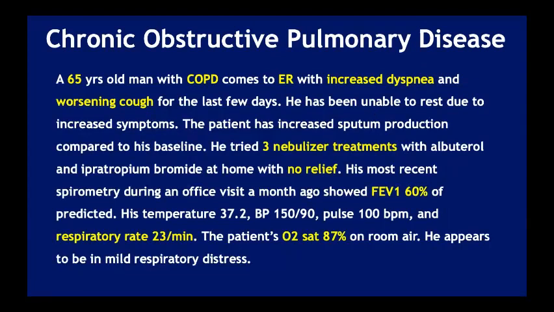He has been unable to rest due to increased symptoms. The patient has increased sputum production compared to his baseline. He tried 3 nebulizer treatments with albuterol and ipratropium bromide at home with no relief. His most recent spirometry during an office visit a month ago showed a forced expiratory volume in the first second of 60% of predicted. His temperature is 37.2, BP 150/90, pulse 100, respiratory rate 23 per minute, and the oxygen saturation is 87% on room air. He appears to be in mild respiratory distress.